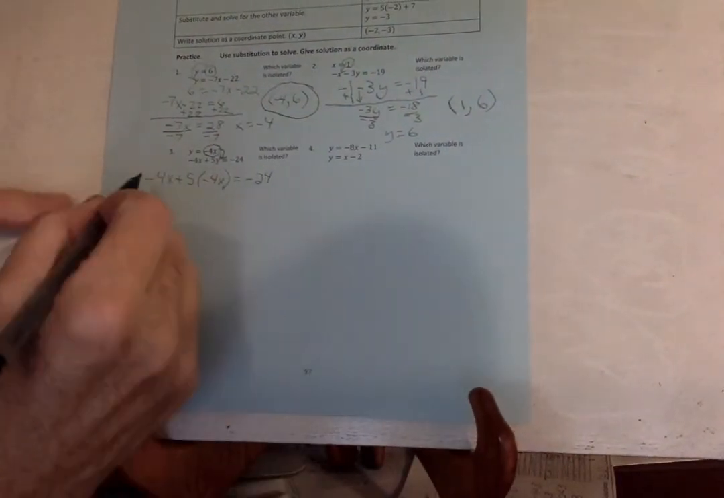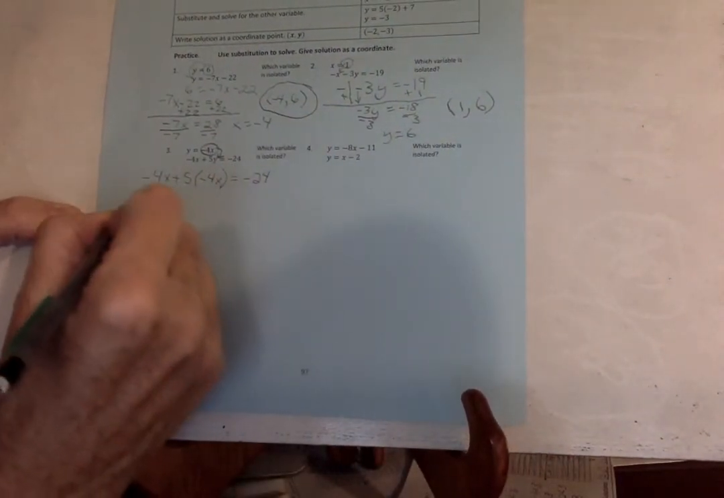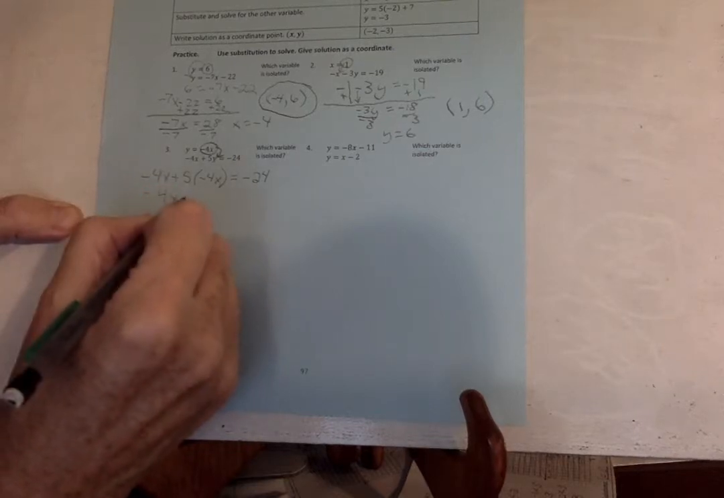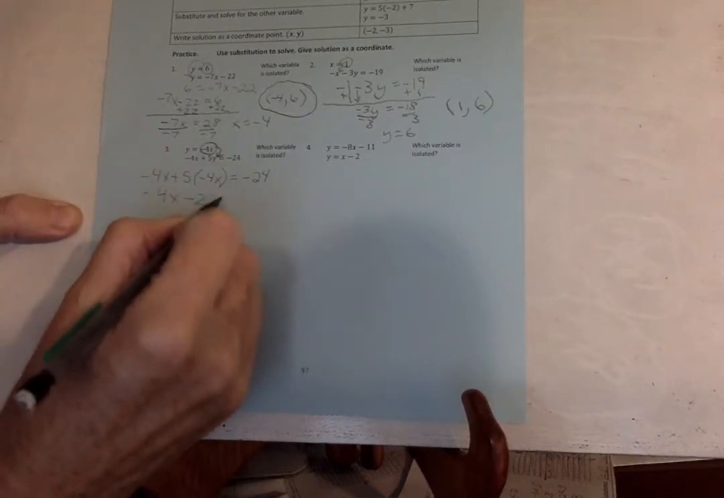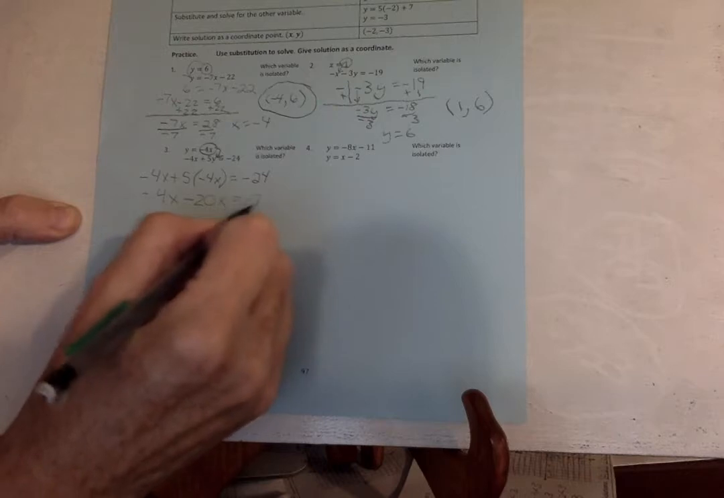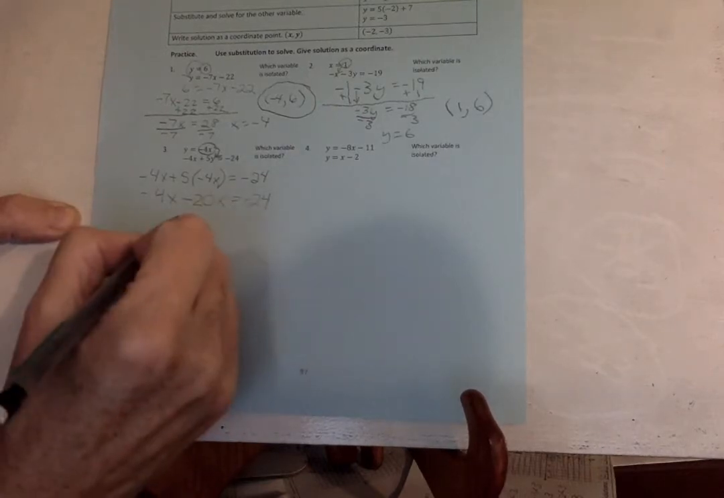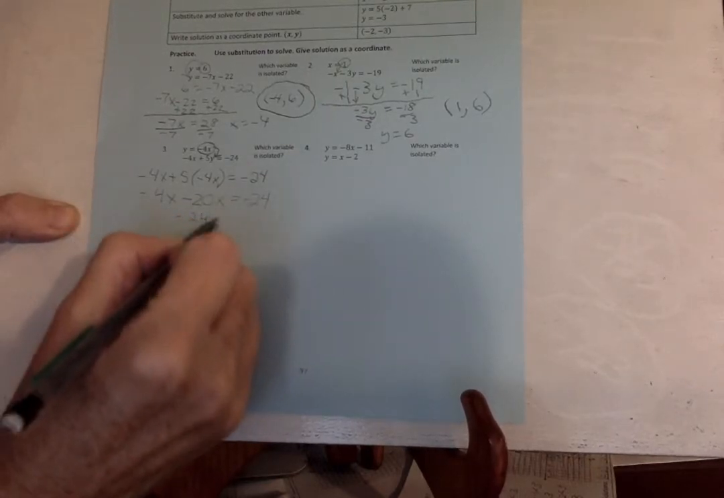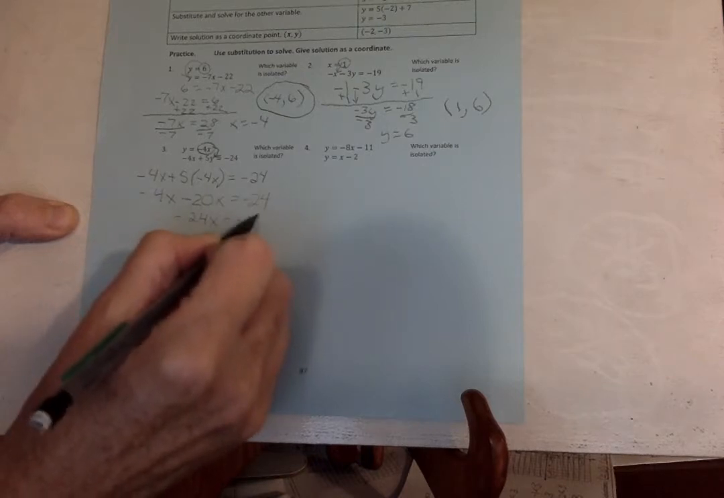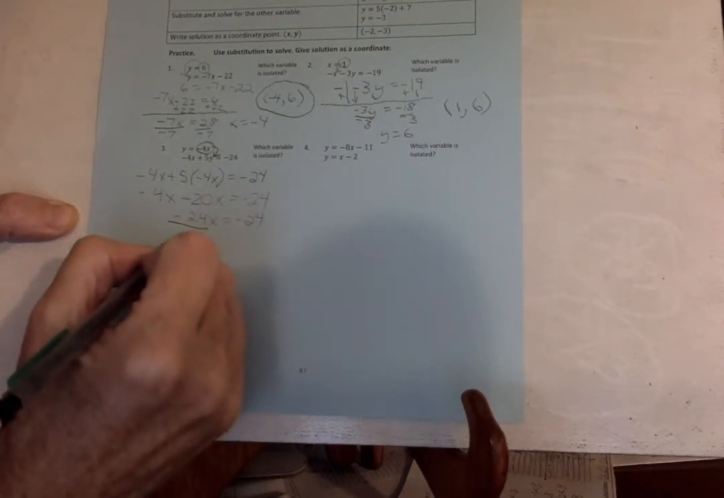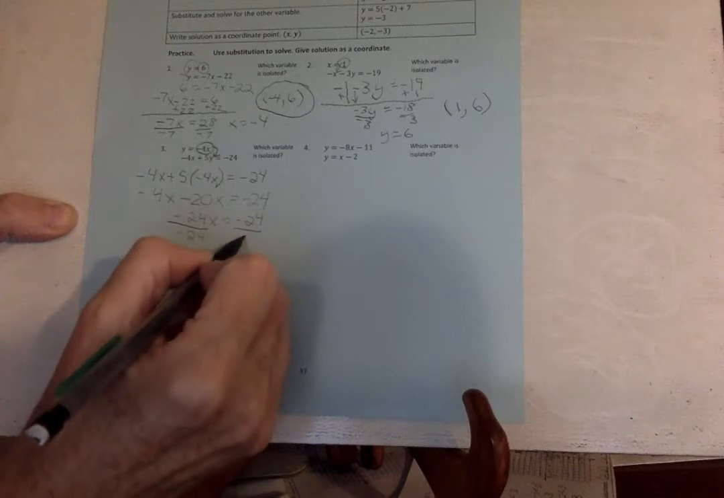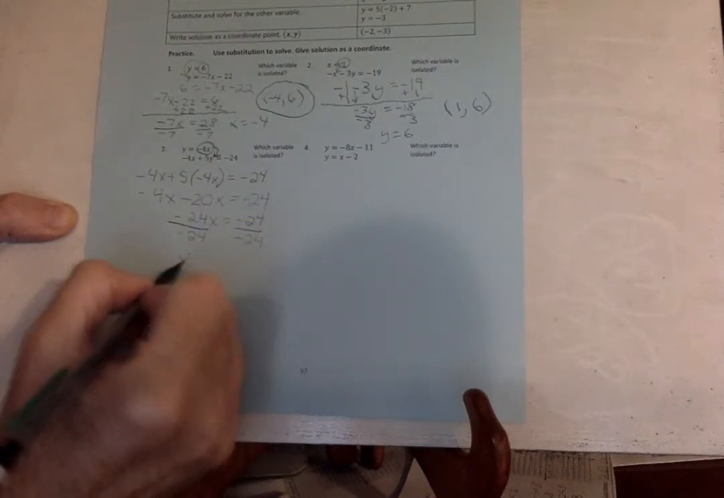All right, so negative 4x plus 5 times that, negative 4x, and this will be minus 20x equals negative 24. Combine those, negative 24x equals negative 24, divide by negative 24, x equals 1.